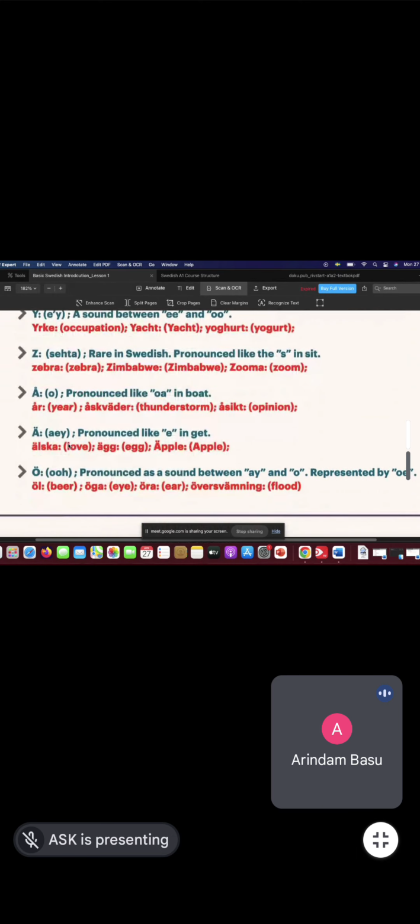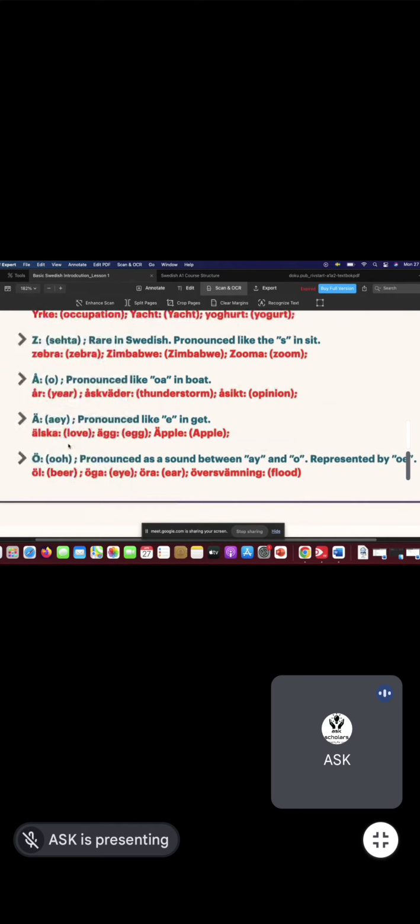You can. Next letter is Seta. We write it Z, but we pronounce like S. Zebra, Zimbabwe, Suma. And lastly, we have these umlauts. First one we learned that is O, with one dot is O over. Usk weather, Osik, opinion, Osik.